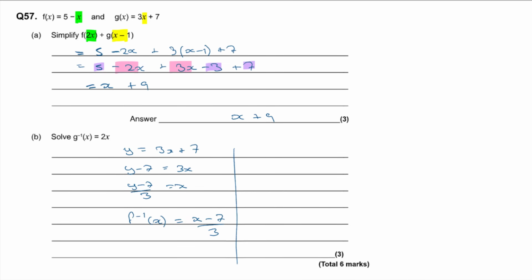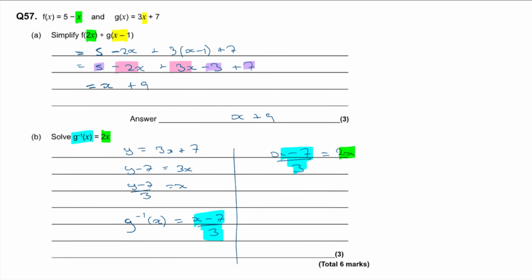Okay, and then we need to solve that. Why did I write f? It's g. Sorry, I wrote f. It should be g, shouldn't it? So then g to the minus 1 of x is equal to that. So if I equate it with 2x, then I'll see if I can solve that. So I'm going to take g to the minus 1 of x, which is this, and equate it with 2x. So x minus 7 over 3 is equal to 2x. Yeah? Taking the blue bit and equating it with the green bit.